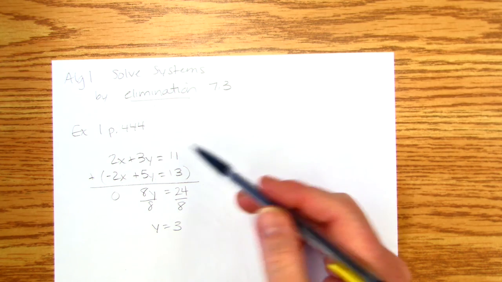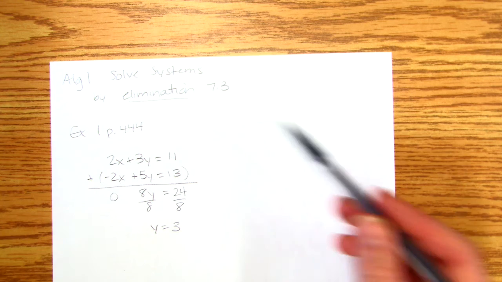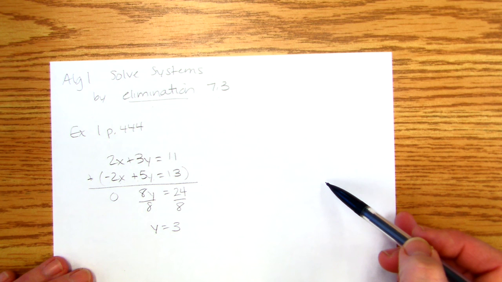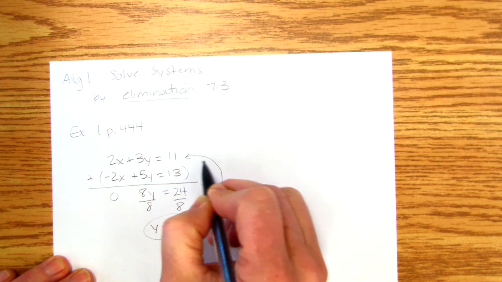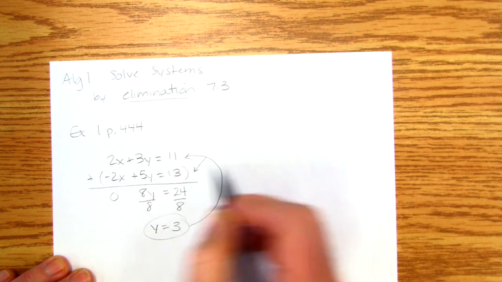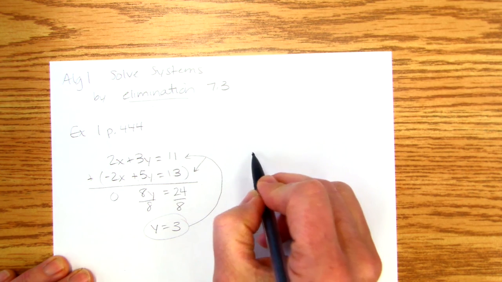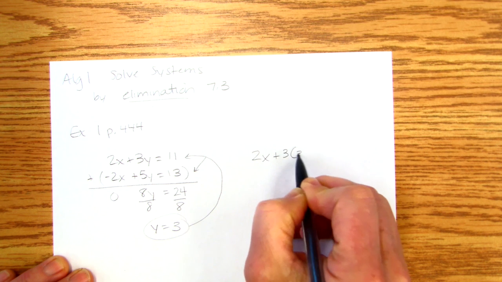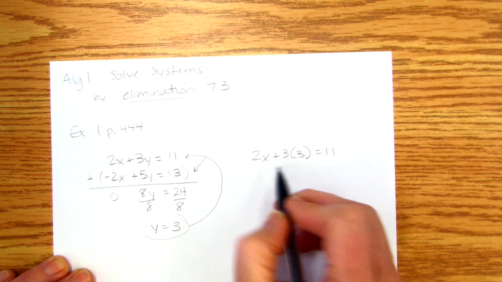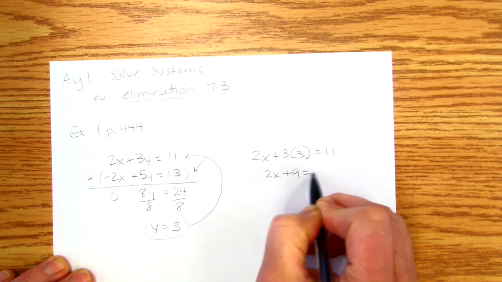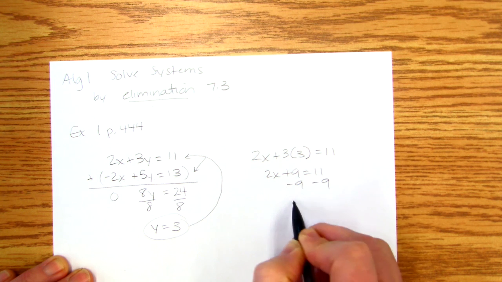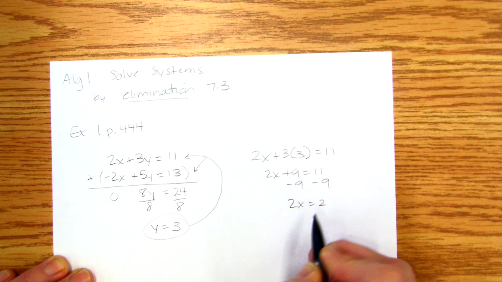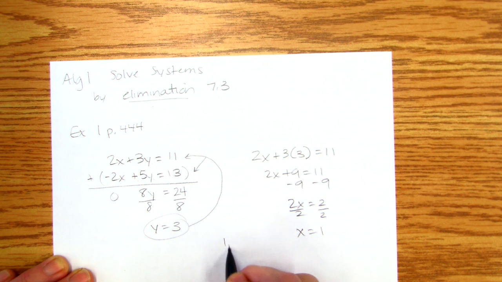Now remember me talking about how sometimes it's easier on the front side, but then you have to do more work on the back side. Well, now that I know y is 3, I can plug it into either one of these equations. It doesn't really matter. I'll pick the first one, and I'll say 2x plus 3 times 3 equals 11. So 2x plus 9 equals 11. 2x equals 2. So x equals 1. So my solution should be 1, 3.